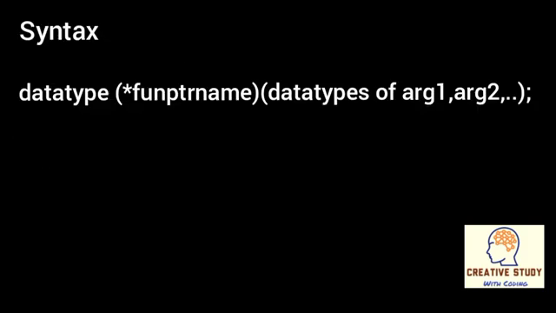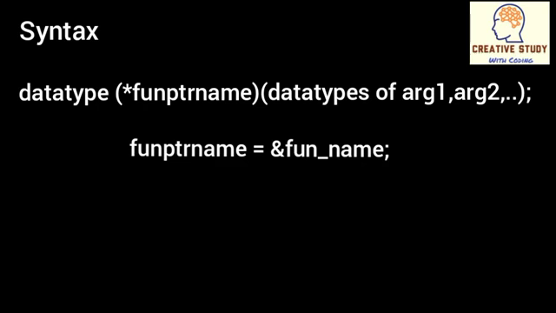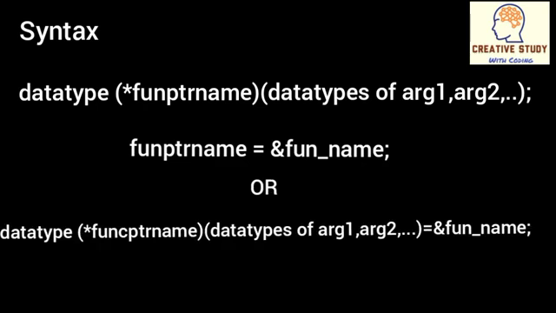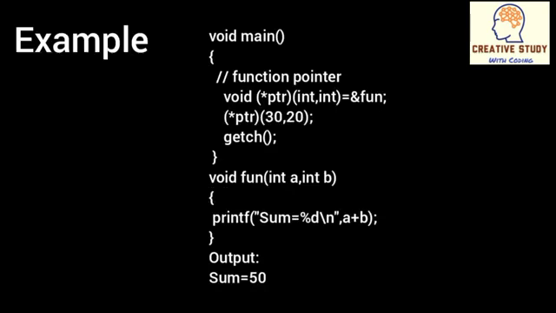It's data type, asterisk sign, function pointer name, data types of arguments; function pointer name equal to address of function. Or these two statements can be combined into one single statement like this, and we can invoke this function pointer by using asterisk, function pointer name, and by passing values. Let's understand it in this example.